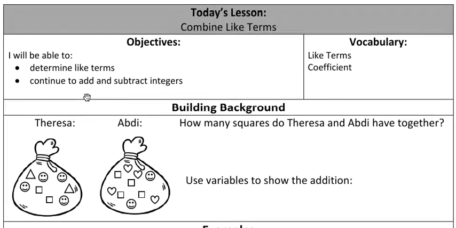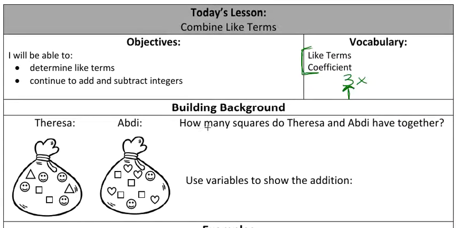Like terms. Today we're going to be able to determine if things are like terms, so whether or not they go together, and we'll continue to add and subtract our integers, which we have been doing. Our vocabulary today are like terms and coefficient, which we did on that foldable. Remember, the coefficient is the number next to the variable, so in 3x, 3 is the coefficient. We'll talk more about like terms in just a moment.